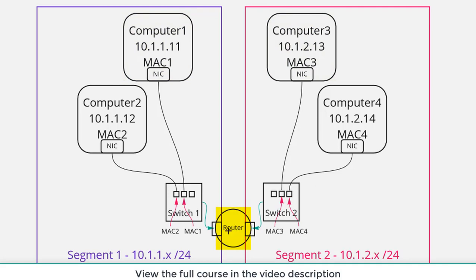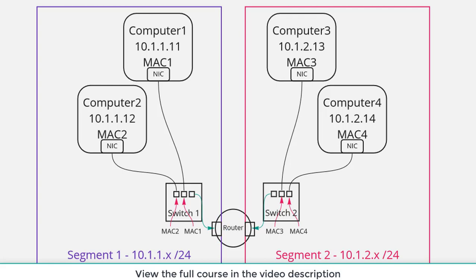Well, this router here has its own network interfaces, and those network interfaces are connected to the respective switches. And so computer 1 can communicate with this router. This router has a MAC address that is known to this switch. And the router also has an IP address as well. And that IP address is going to be the default gateway for this segment. So each one of these router interfaces has a unique IP address.